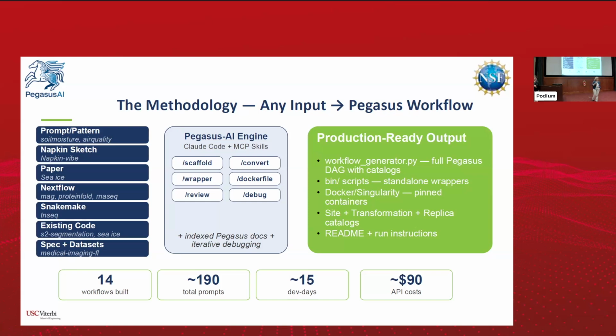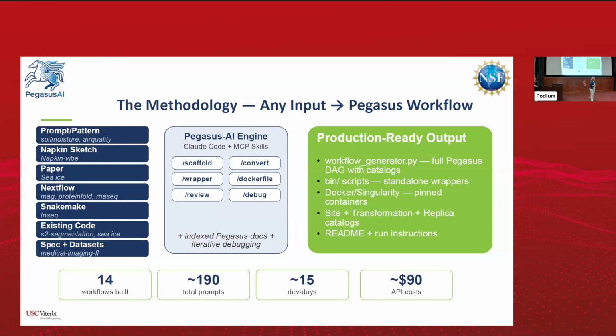and so forth. So having all these different skills allows you to input your intent into the system in a number of different ways. And as a result, you have a production workflow. You also have the various scripts that you need to run. You have the Docker containers. You have all the catalogs and a README file on how to run the system afterwards. So you have basically everything you need in a readable format, and also in the format that Pegasus takes to DAGMan and then HTCondor for execution.